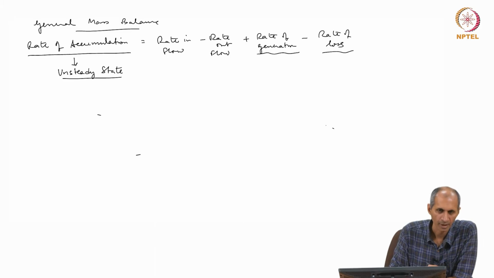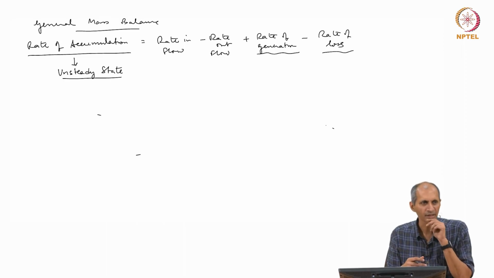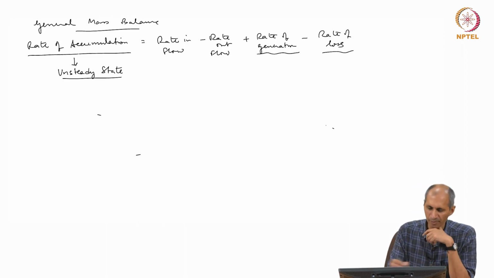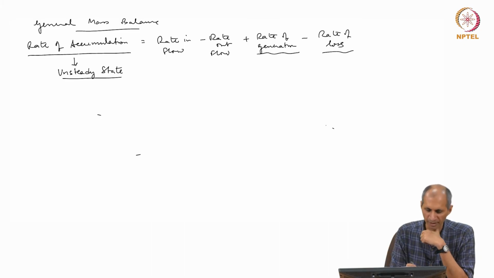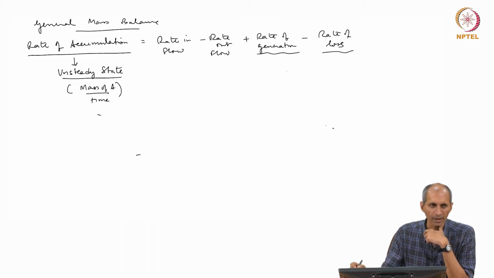Unsteady state. What we mean by unsteady state is that the concentration is changing. So, each term in this mass balance equation has units of mass of A per time, that is, units of rate. Every term in this equation is a rate term, mass of A per time.